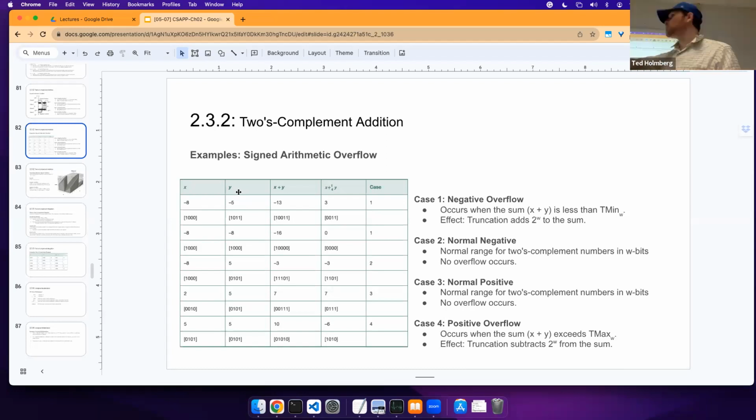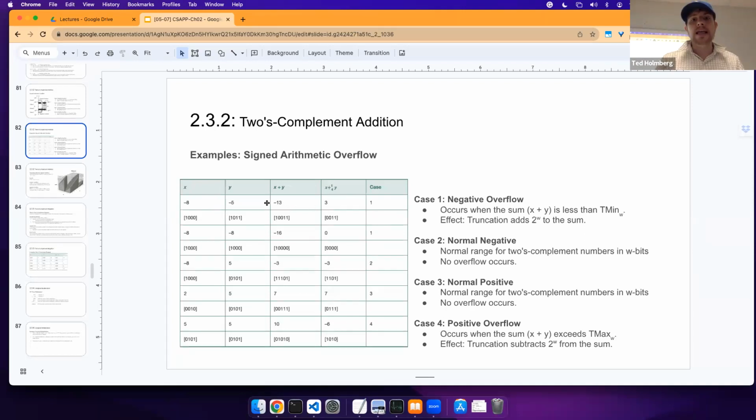Perfect. Okay, so now with that said, let's look at this table just to firm this up. Suppose that I have -8. That's the most minimal value I can have with this encoding, right? And then a -5. Those are both legal values. I'm going to add those together, and that's going to produce an outcome that's -13, which is impossible. I cannot encode that with a word size of 4.